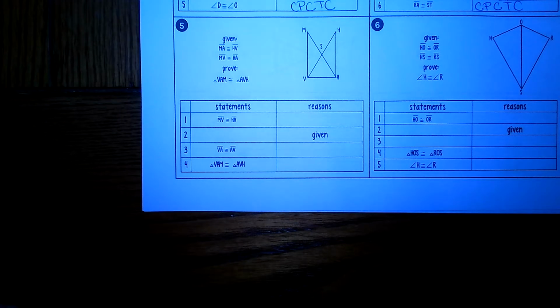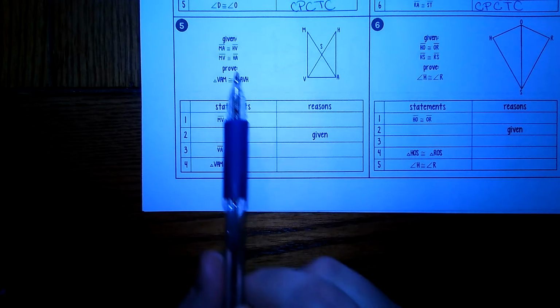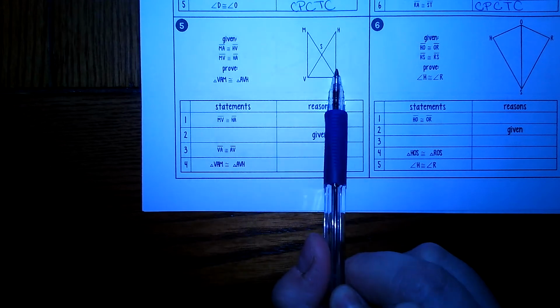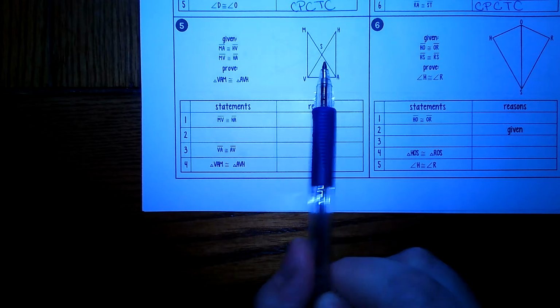Welcome to example number 5 of triangle congruence proofs. Our pattern continues. As we look at a proof problem, the very first thing is to read through the given and draw out the symbols on the picture. So that's where I'm going to start.